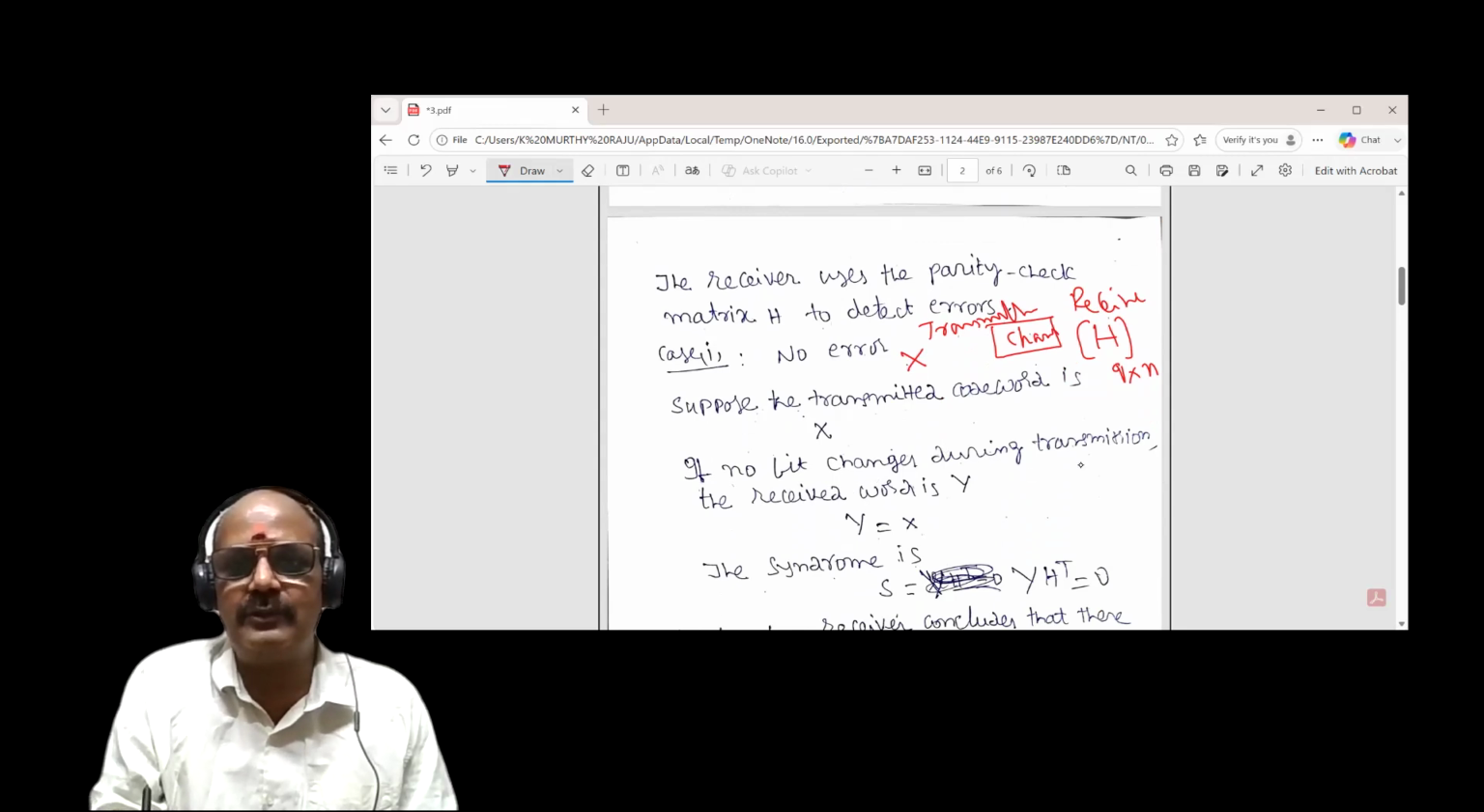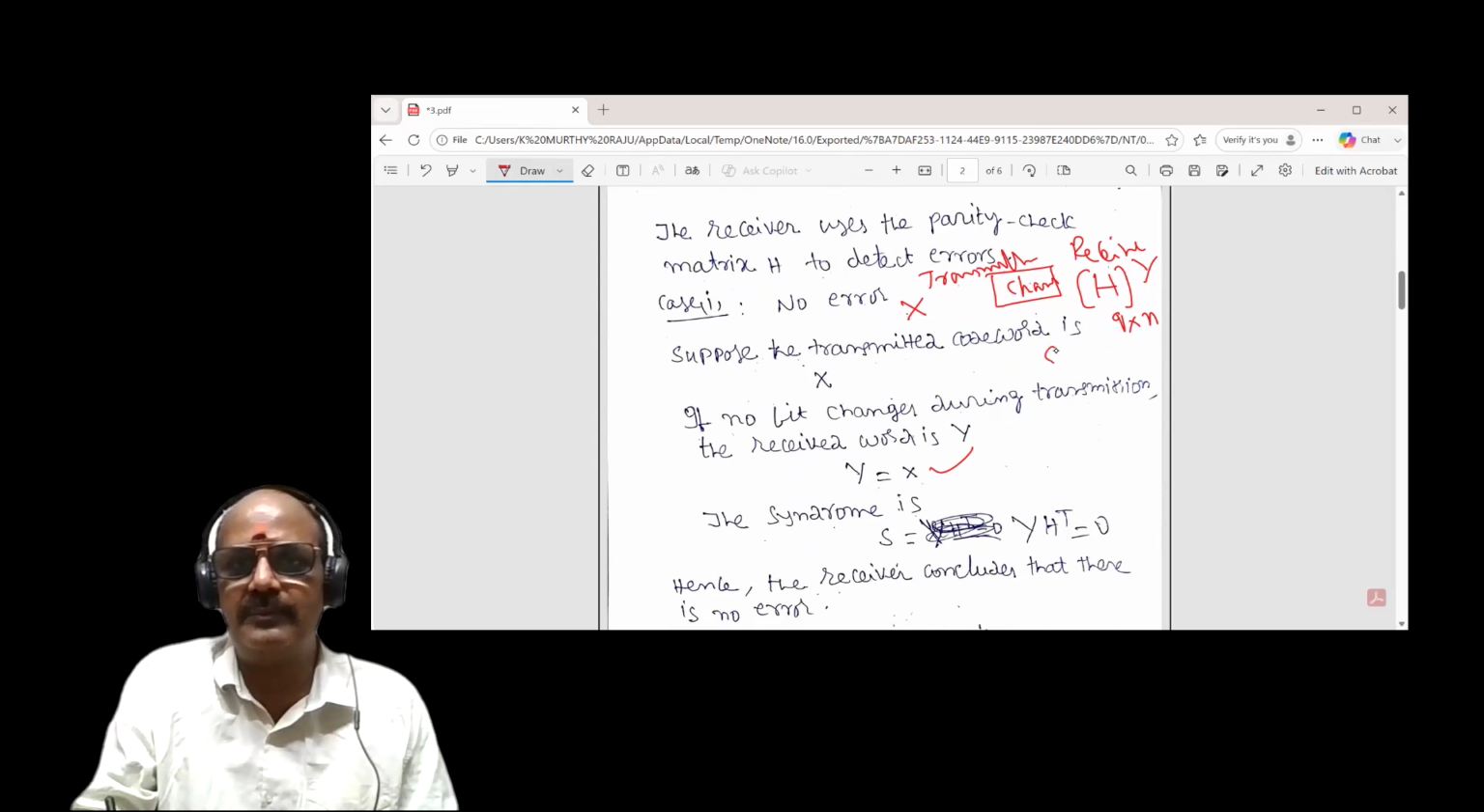Case 1: if no bit changes during the transmission, the received word Y is the same as the transmitted code word. Find the syndrome. Syndrome is equal to Y into H transpose, which is equal to 0. Hence, the receiver concludes that there is no error.